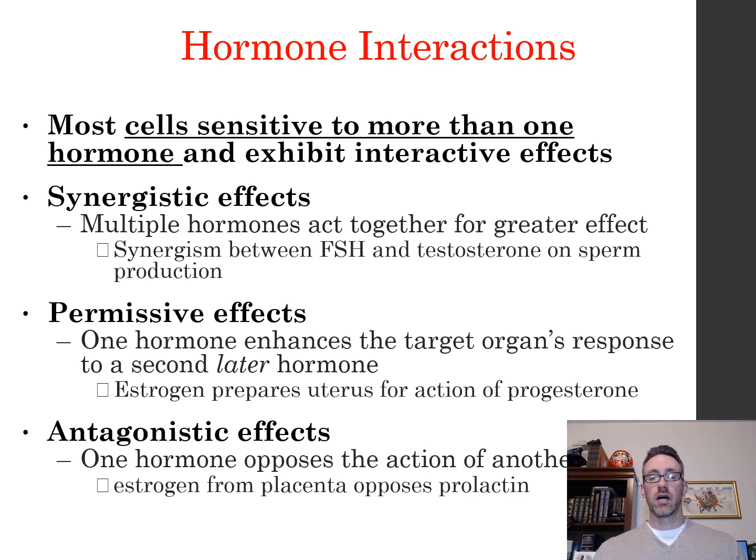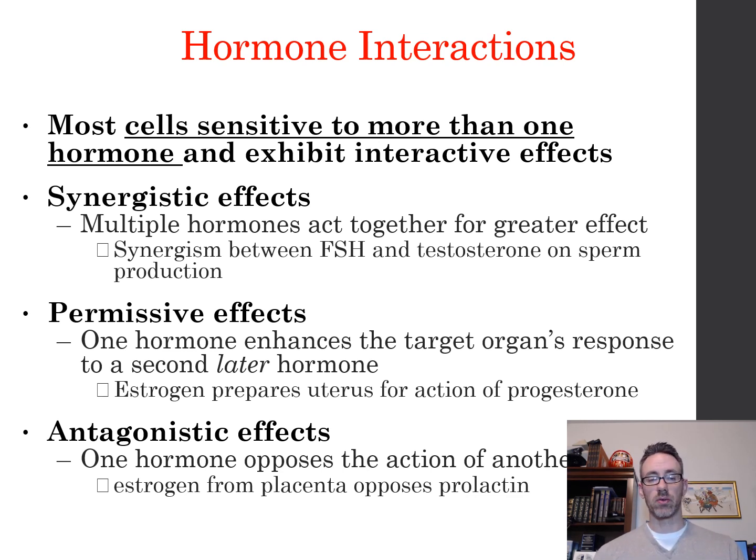Most cells are sensitive to more than one hormone, and they'll exhibit what we call interactive effects. One of the effects is synergistic, where they act together for a greater effect. An example would be follicle stimulating hormone and testosterone acting together for sperm production. Another is the example I gave on the previous slide, thyroid hormone stimulating the heart and acting synergistically with, say, epinephrine to increase heart rate and contractility and so on.